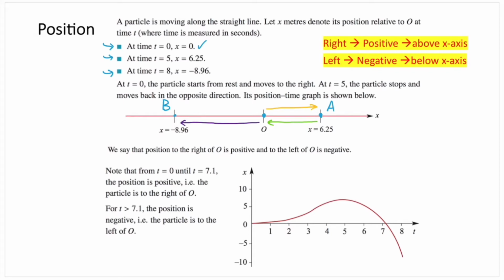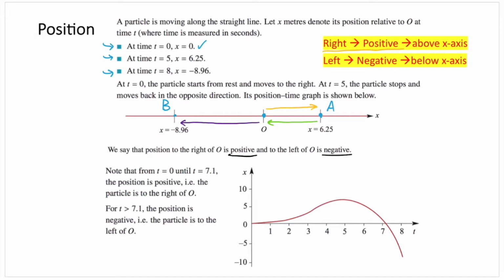And we say that the position to the right of O is positive and to the left of O is negative. So we already talked about this before. Here are two things we want to keep in mind. The first thing is when the graph is on the right hand side of 0, then we say that it's positive.